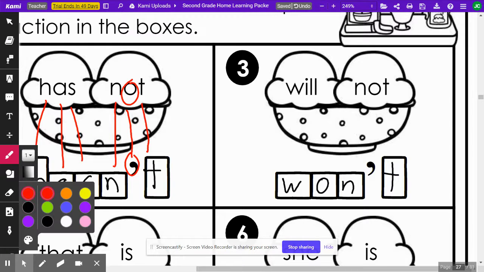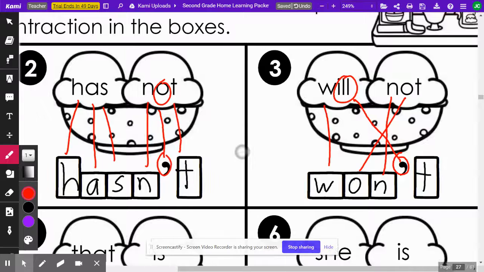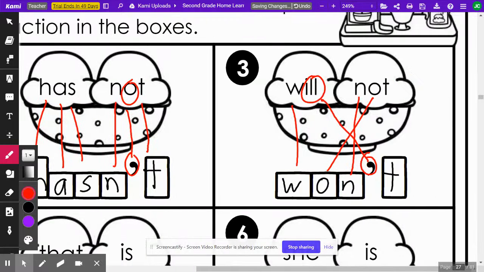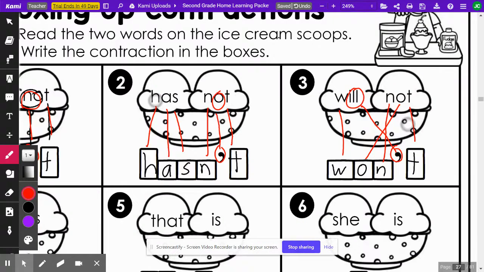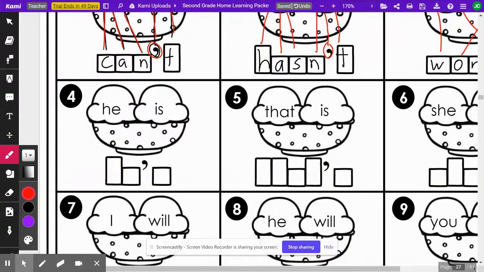Now, watch this. You can see that some of the letters even disappear, and some of them change spots. Will, we got that one. Do you see an I, an L, and an L? Nope, those are gone. In fact, they have been replaced by the apostrophe. And over here, you see the N is gone here, and the O is gone there. If you look at the previous one, you'll see the lines go straight down. But on this one, you can see that the lines make an X. They cross each other. This is one of the few ones where the letters change places. Will not becomes won't. I won't do that. I won't fight a tiger.